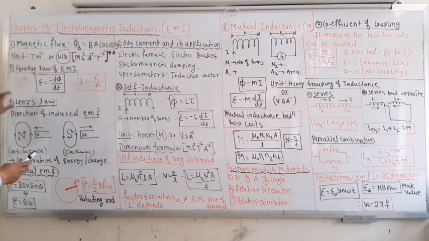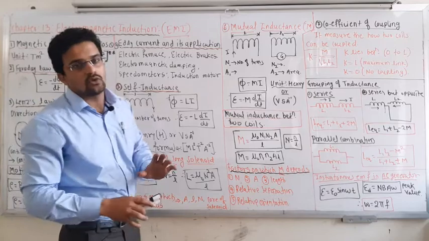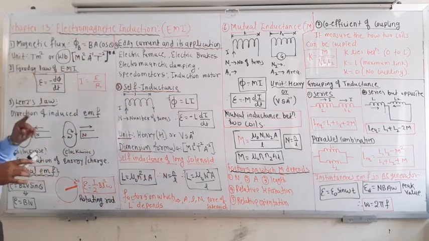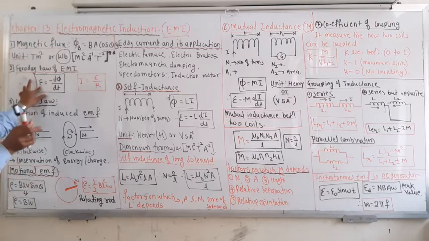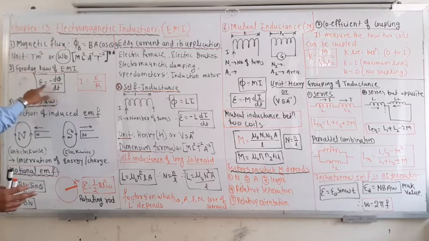Next is Faraday's law. To describe this whole phenomenon of electromagnetic induction, you have to know Faraday's law. There are two laws, and by combining them one equation is made for the induced EMF. Whenever magnetic flux links with a coil, an EMF is induced in that coil, or the galvanometer shows deflection. How much EMF is created is given by E equals minus d phi by dt.